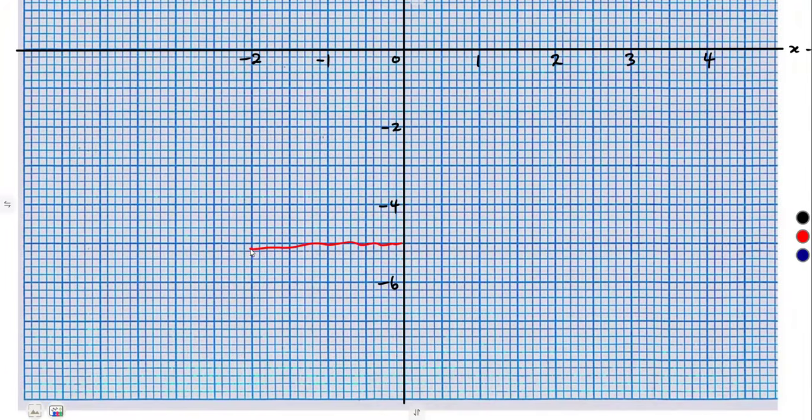So this is minus 5, and this is minus 2 for x. Where they meet, you mark a point. So minus 2, minus 5. X is minus 2, y is minus 5.